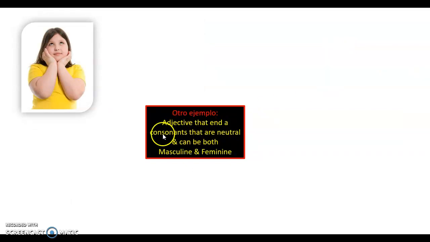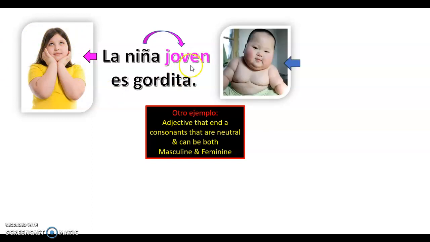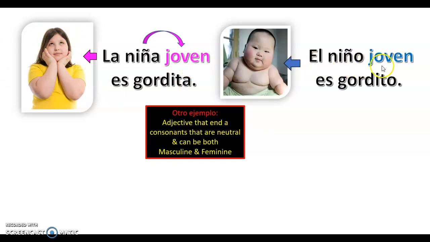Otro ejemplo of adjectives that are neutral and can be both masculine or feminine. Joven. For example, la niña joven es gordita. Joven is young. And in this one, it's masculine. El niño joven es gordito. So he's a boy, but it's still joven. She's a girl, it's still joven.